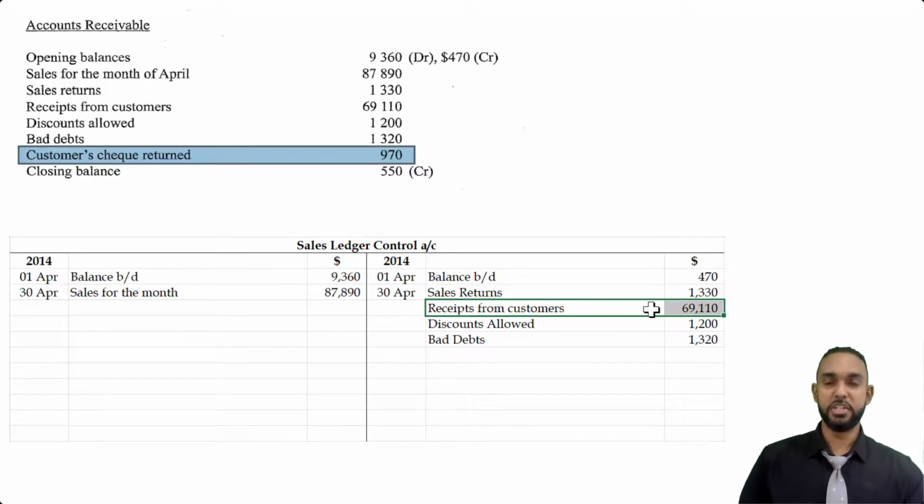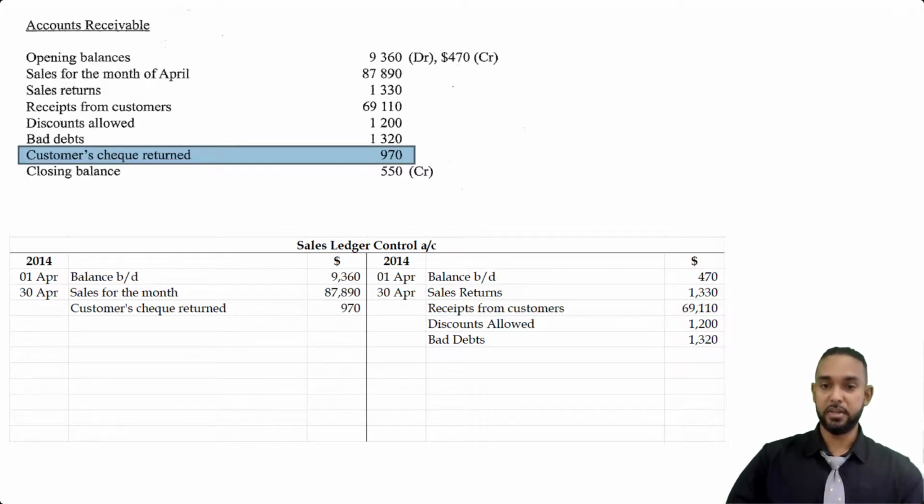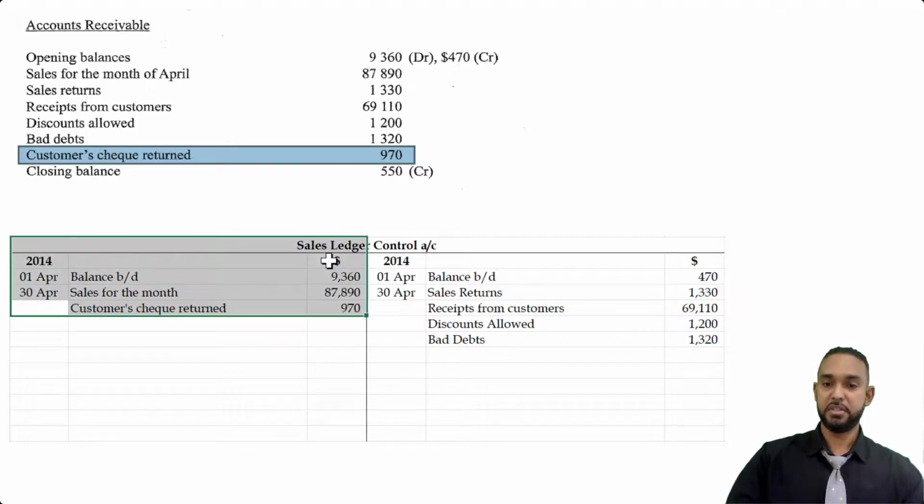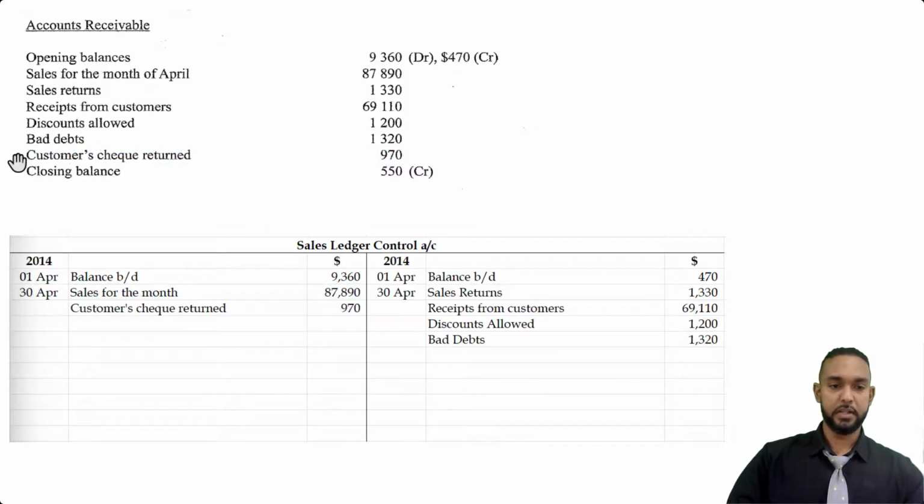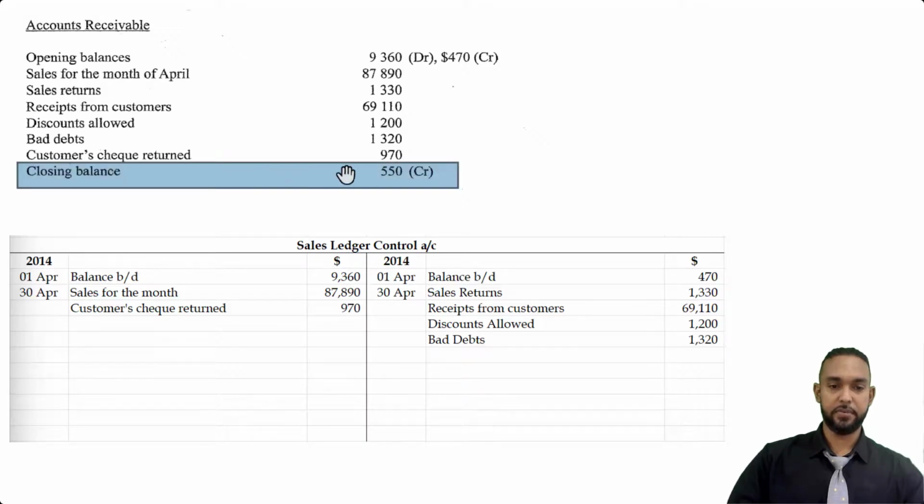So what we need to do is we need to undo the receipt. So that means we're going to have to counterbalance this credit entry. And how do you counterbalance a credit entry? You go on the opposite side, which is the debit side, and put the return check right there. So you're going to see a debit here saying $970, customer's check returned. We also have the closing balance item of $550 on the credit side. So that's the closing credit balance.